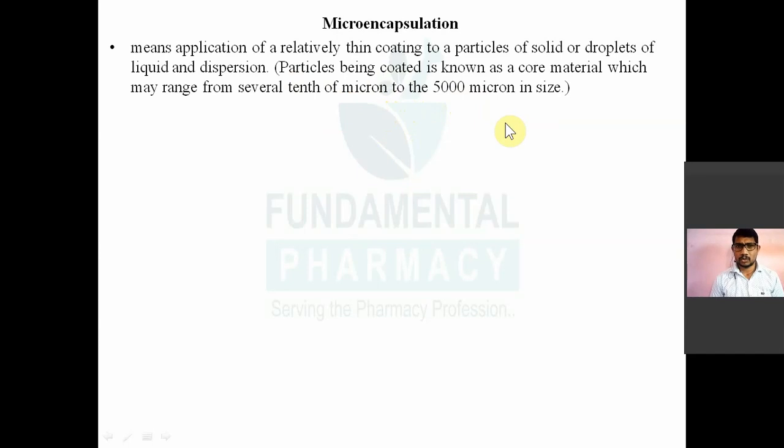उससे ज्यादा अगर कोर होगा, कोर का साइज, so if the particle size of your core is more than 5000 microns, then it comes under macroencapsulation, not microencapsulation. So microencapsulation means encapsulation of core material in a micron size. That is microencapsulation.